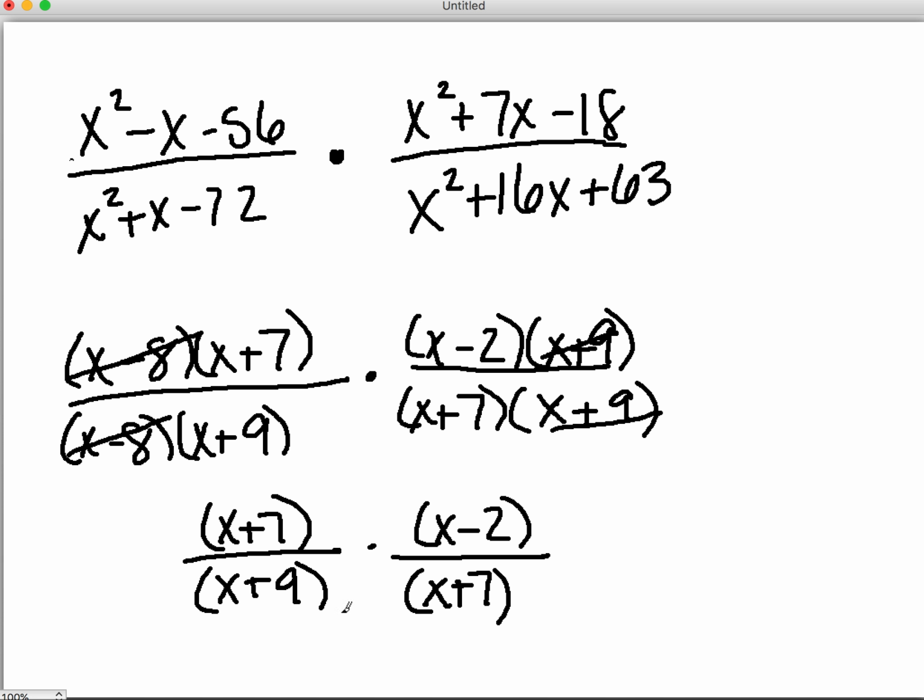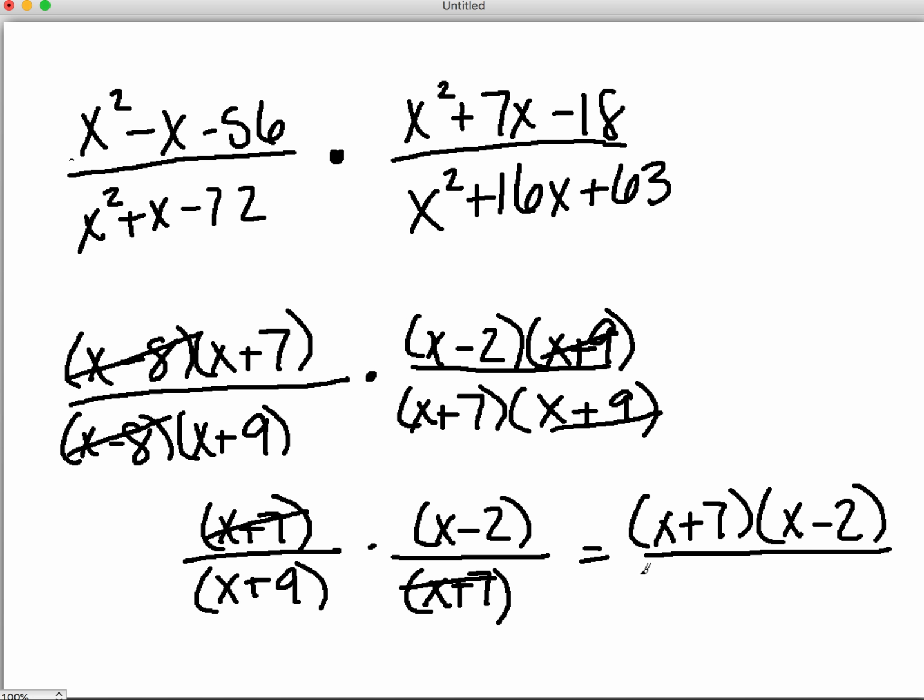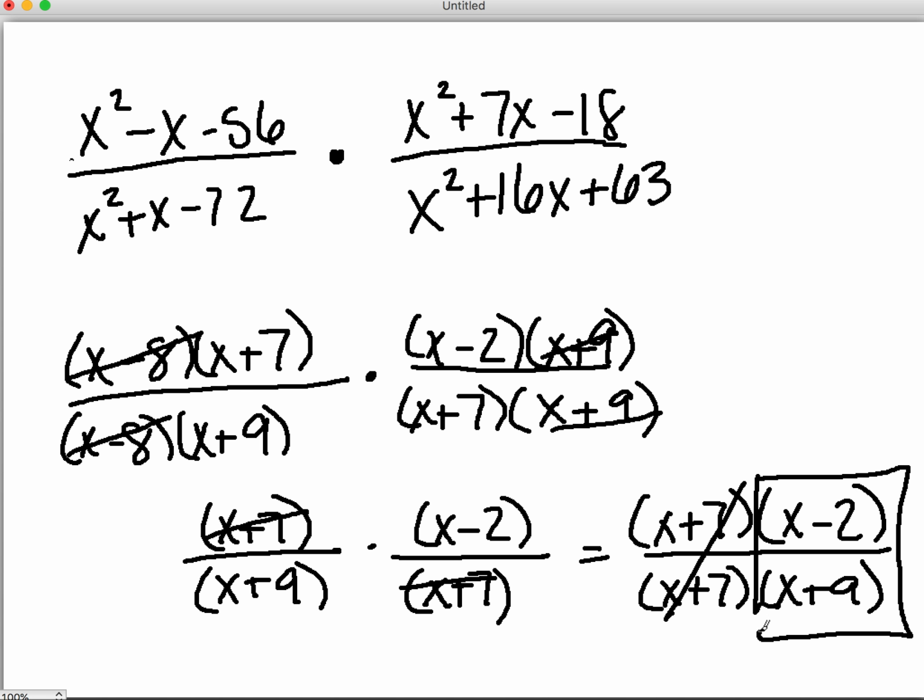plus 7. Now, when I'm multiplying straight across, these are going to cancel because this would essentially become x plus 7 times x minus 2, and you don't have to show this step, but I'm wanting to show you why it cancels. So here, these would cancel, so we're just left with the final answer of x minus 2, x plus 9.